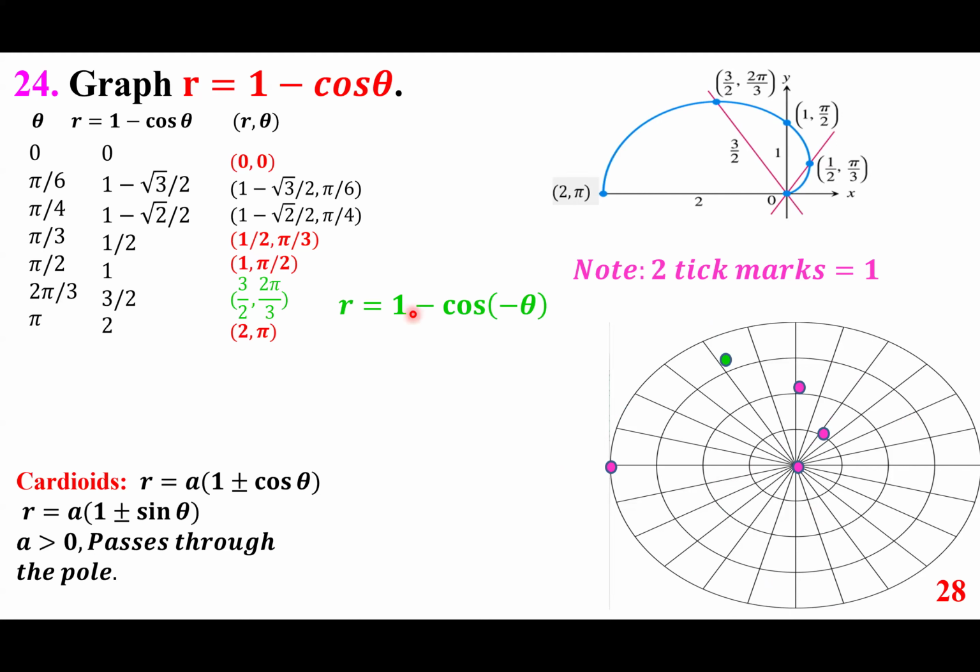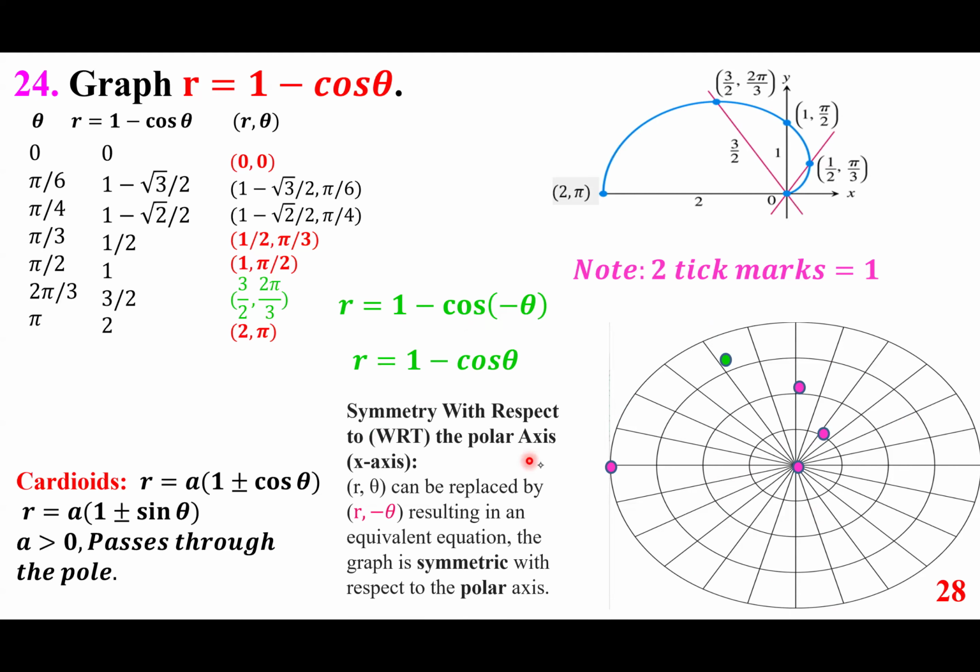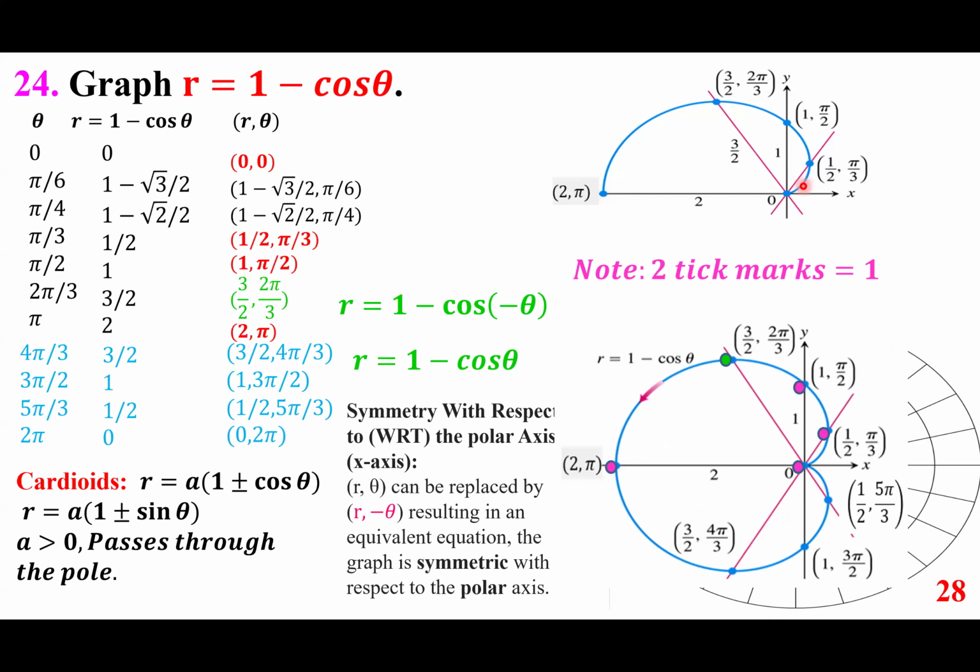Symmetry: we notice that if we replace theta with minus theta, nothing changes. And if that is the case, it is symmetric with respect to the polar axis. So you can see the graph. You can use more points, but I don't worry about that. This is the graph, going and using the symmetry, if you will.